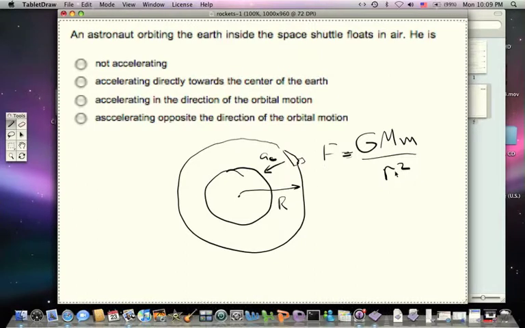So if r is at the surface, then it's our usual mg type weight. If you were 1 Earth radius above the Earth's surface, then it'd be 1/4 of what it was. But usually the space shuttle is at much lower Earth orbits than that, so it's actually only a small effect. But the idea is that clearly it is accelerating. It's not accelerating in the direction of orbital motion because it's going around at a constant speed. It probably orbits every 90 minutes or so. It doesn't accelerate opposite the orbital motion either. And so it has to be this one, which is accelerating directly towards the center of the Earth.